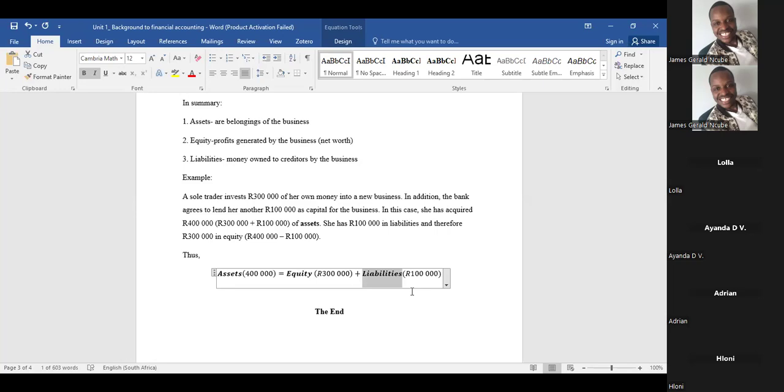So this is one of the most basic examples I could have come up with. It's also in your study guide. I will share the notes, but this concept is going to mean a lot to us as we progress in this module. And I think that will be it from me today.